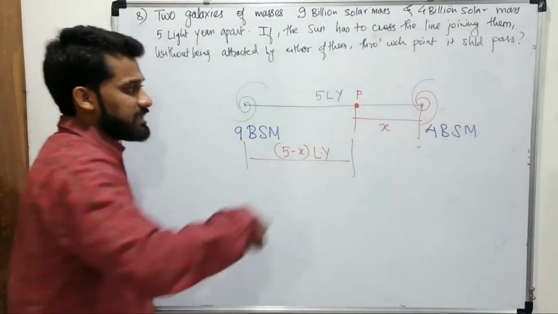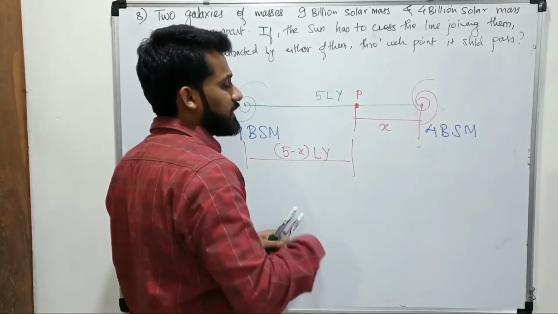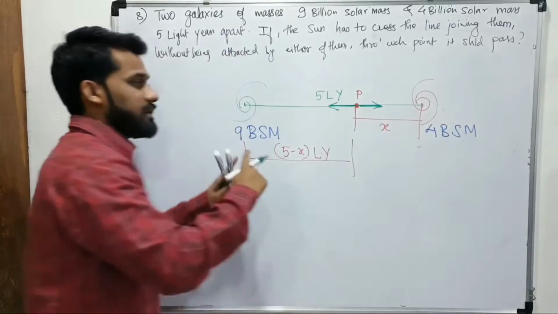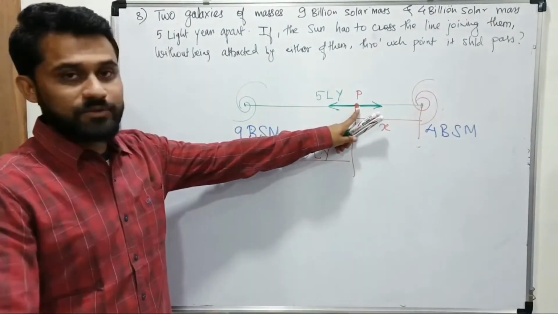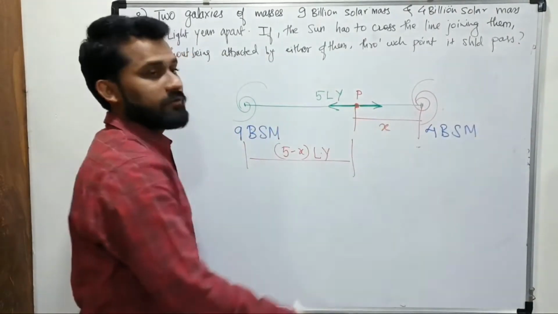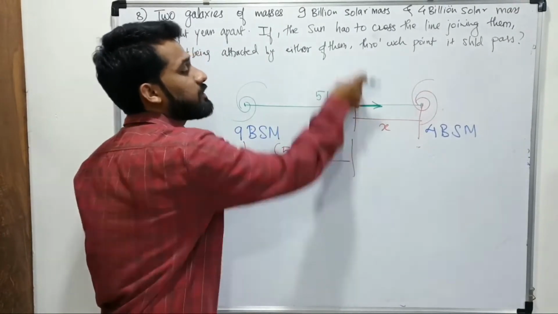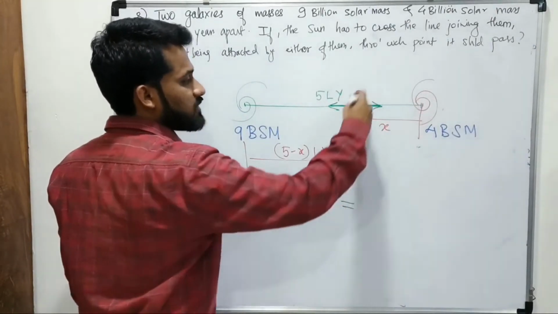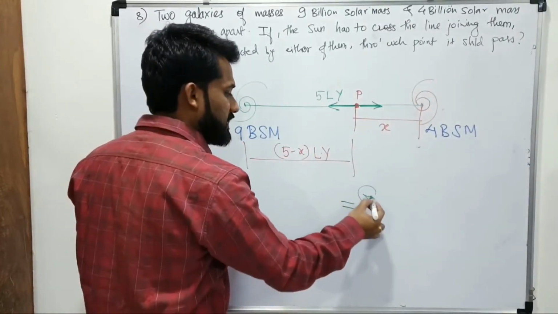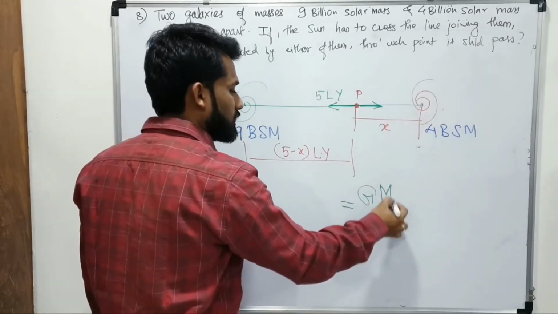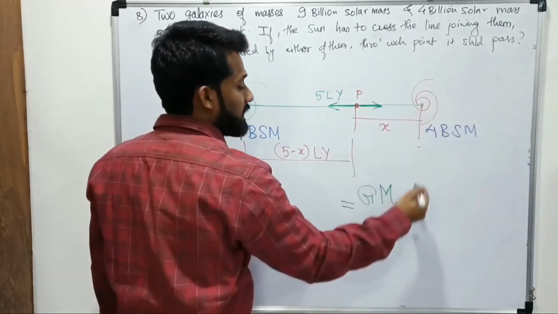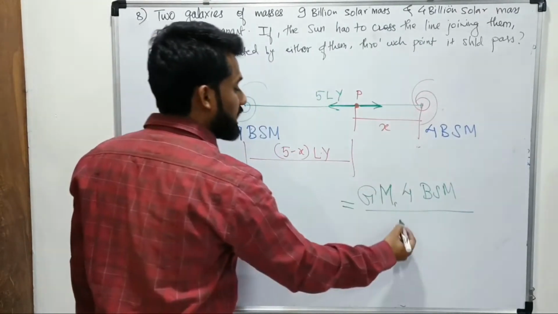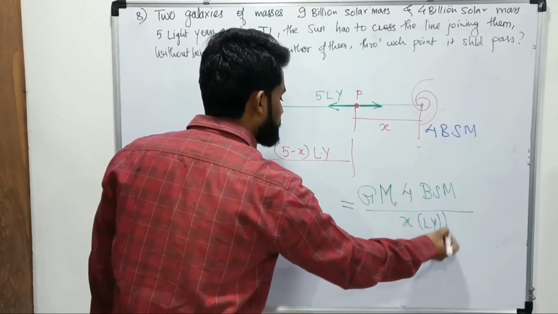So when the sun is present at this particular point, the attraction because of the smaller galaxy and the attraction because of the larger galaxy both will cancel out. Therefore, it will experience no force. So basically, what should be the value of x? At what position should it pass? So net force will be 0, and simply we have to equate forces. Newton's law. What is the force because of the smaller galaxy? It will be G, mass of sun, Ms, mass of the galaxy, which is 4 billion solar mass, divided by distance x light year square.